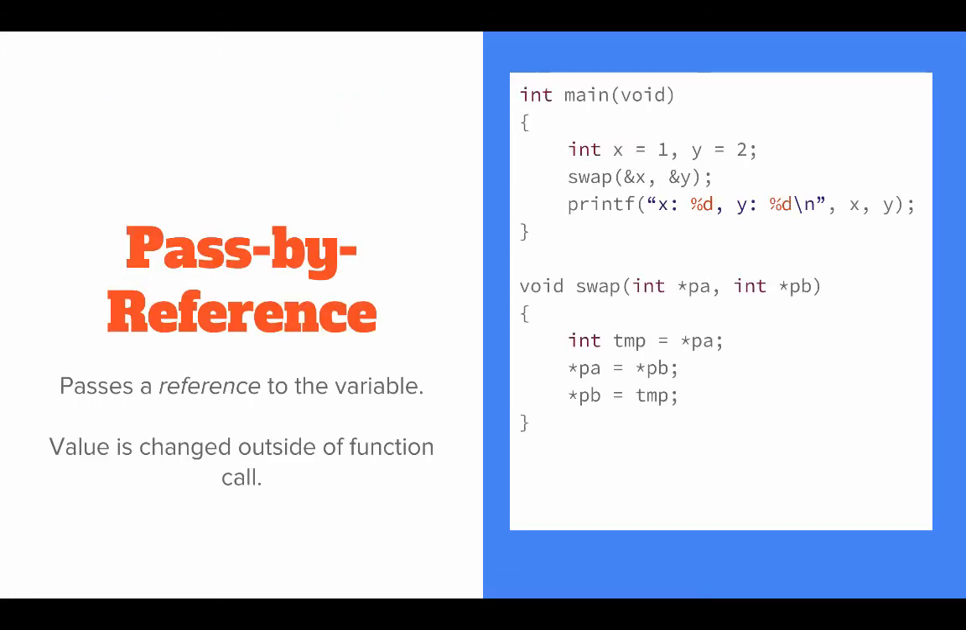So in summary, when we pass by reference, we pass a reference to the variable instead of the value. So this means that the value is changed outside of the function call, which in this case is what we wanted. Sometimes it might not be what you want. So just make sure you're thinking about it before you're using it.